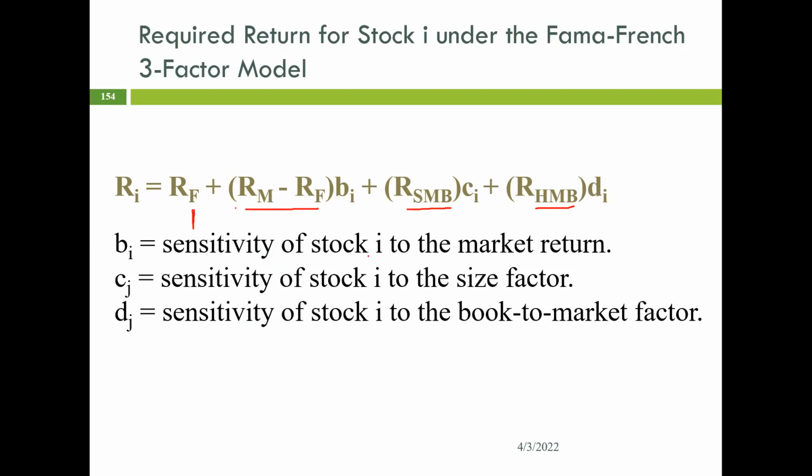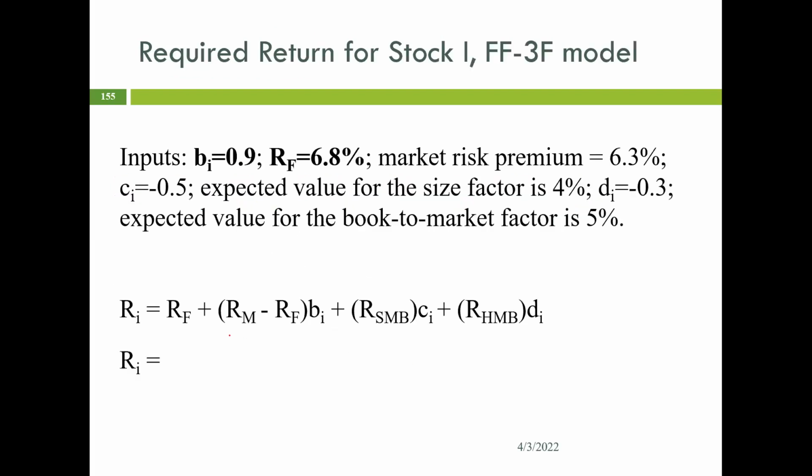This is the sensitivity of stock I to the market return, beta I. CI means the sensitivity of the stock to the size factor. DI means, this is I, right? The sensitivity of stock I to the value factor or the book to market factor. So likewise, this is the empirical world. Actually, I think I'm stopping from that point, no need to go further and further. But anyway, you could see this is not the end. There are certain developments in the empirical world related to this pricing of risk.